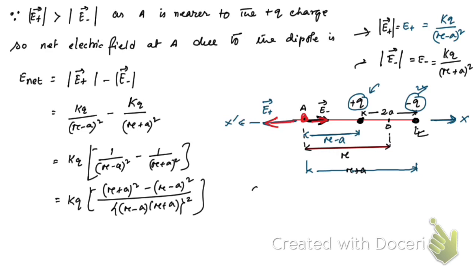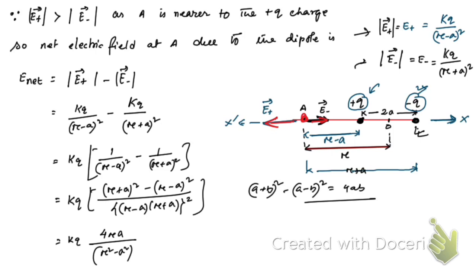So we must know this A plus B whole square minus A minus B whole square, that's gonna give you 4AB, right? So if we apply that here, then we're gonna get KQ into 4RA divided by, so apply here A plus B into A minus B, A square minus B square formula. So that is R square minus A square whole square.